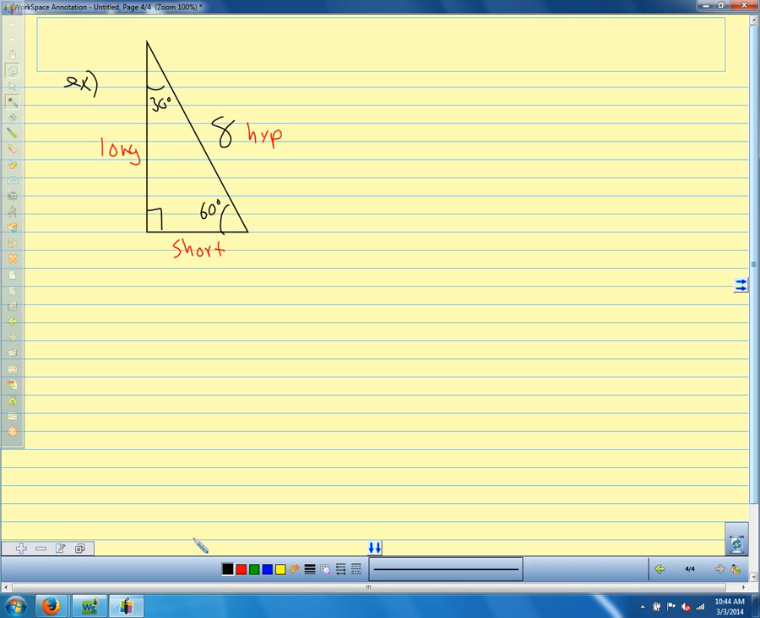Our key is the short side, so we want to find the short side first. So to go from the hypotenuse to the short side, divide by 2. So the short is 8 divided by 2, or 4. And to go from the short to the long, multiply by the square root of 3. And I get that the long equals 4 square root 3. We found the short side was 4. And that's all there is to it.